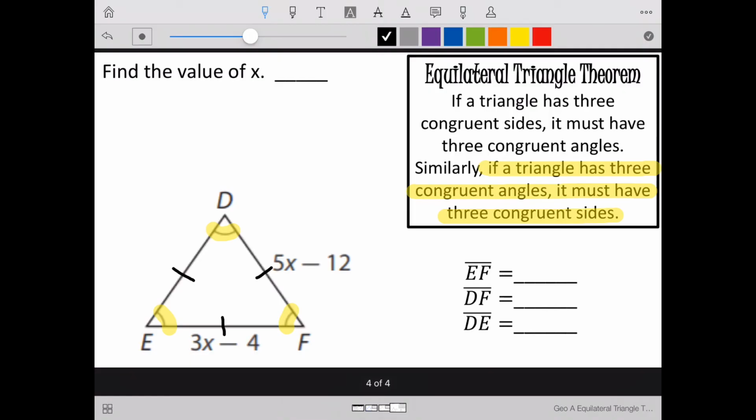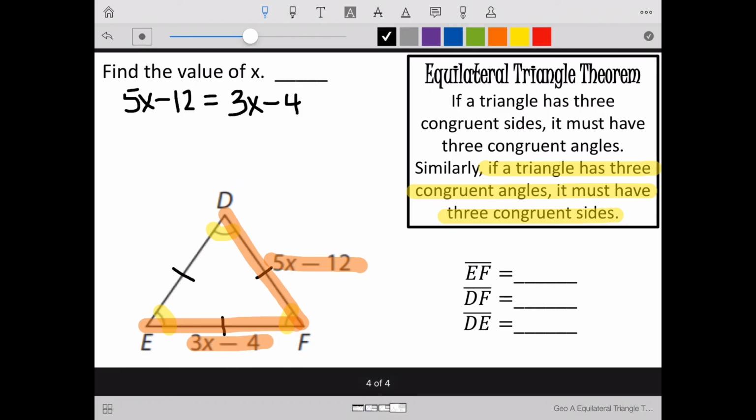So if all three sides are the same, this side has to be the same as this side, which means this expression has to equal this expression. So we can make an equation for this. 5x minus 12 equals 3x minus 4. Let's solve this equation. I'm going to start by subtracting 3x from each side, so I end up with 2x minus 12 equals negative 4. Now I'm going to add 12 to each side, which gets me to positive 8. Divide by 2, and x equals 4.